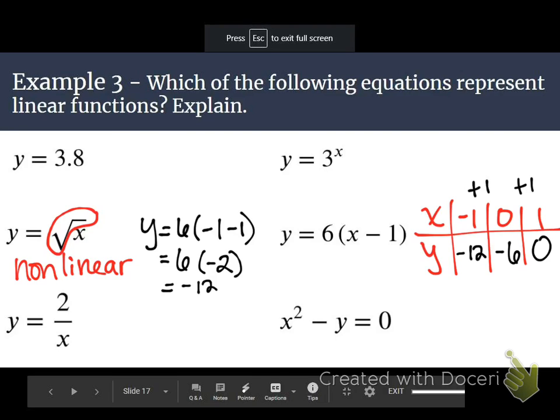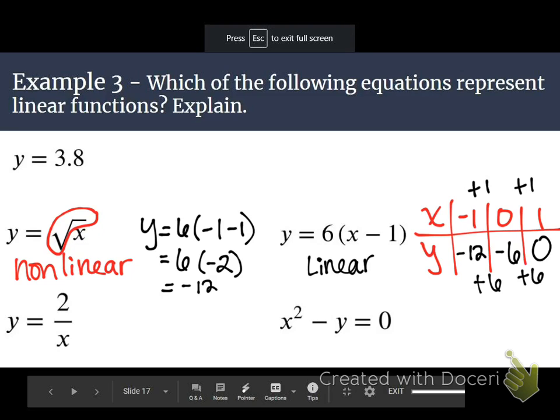So would we say that this is linear or nonlinear? Linear. Why? What are these going up by? 6. Good. We're going plus 6 every time on those. So it is linear. Jada? How we got these y's? Is that the part? Okay. So we plugged in the x's. So here we showed where we plugged in a -1. So -1 minus 1 gave us -2. Then we multiply it to get the -12.